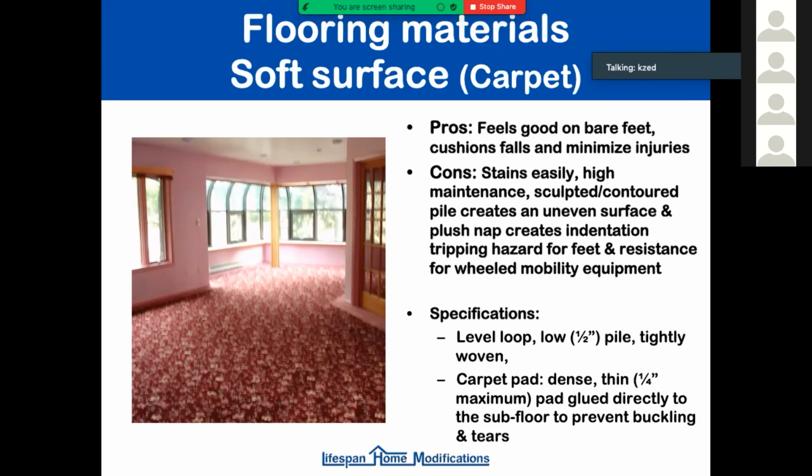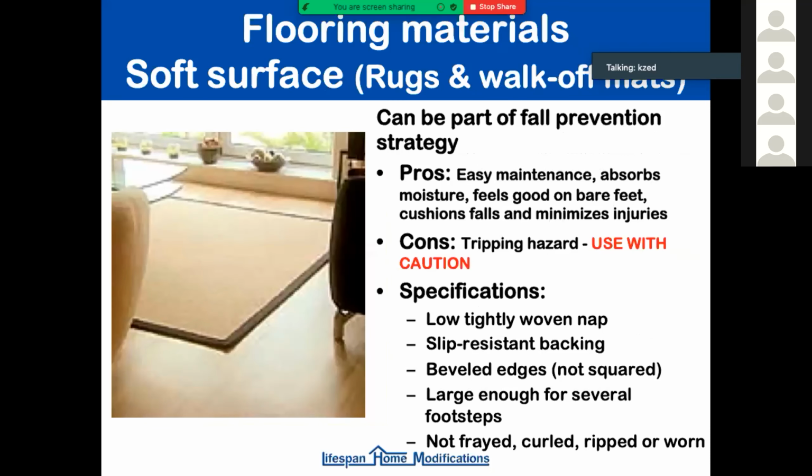So if you go with carpeting, here are some tips to look for. You look for level loop. You want about a 1/2 inch pile, tightly woven. And if you can get your installer to do this, have them put the carpet pad directly on the subfloor. That will help prevent buckling and tearing and make it a much more compatible surface.